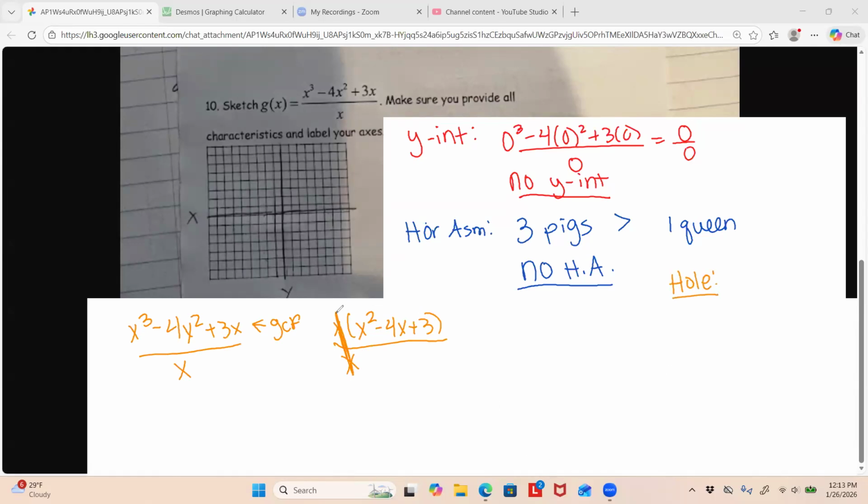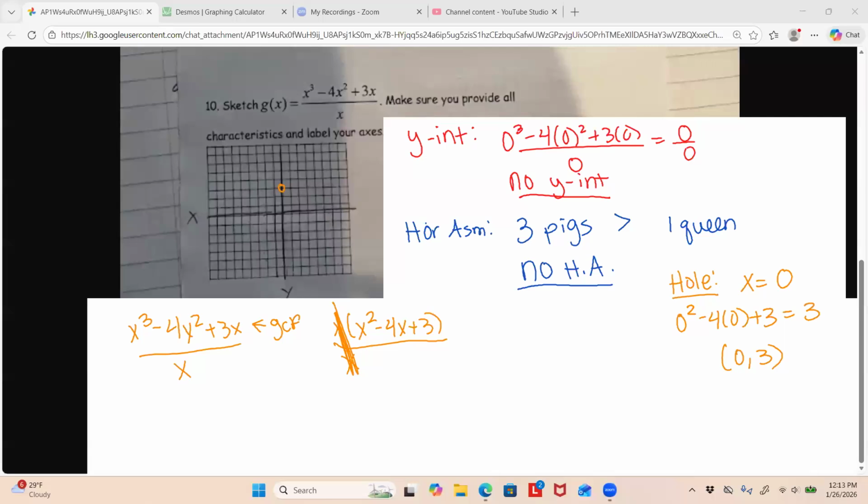To find the hole, you take the guy that cancels, so that's x, and set him equal to 0. So that's just 0. But we also need the y value of the hole. So you plug that back into the function after the cancellation. So plug 0 into that orange function after the cancel. So it'd be 0 squared minus 4 times 0 plus 3. So that would be 3. That's our y value. So at (0, 3), we have a hole. So we're going to come up, over nothing, up 3, 1, 2, 3, put a hole, an open circle.